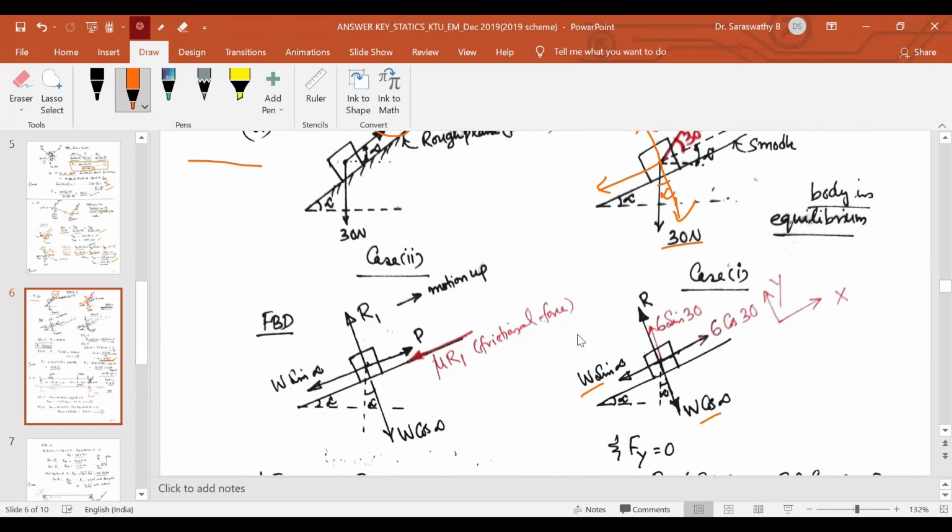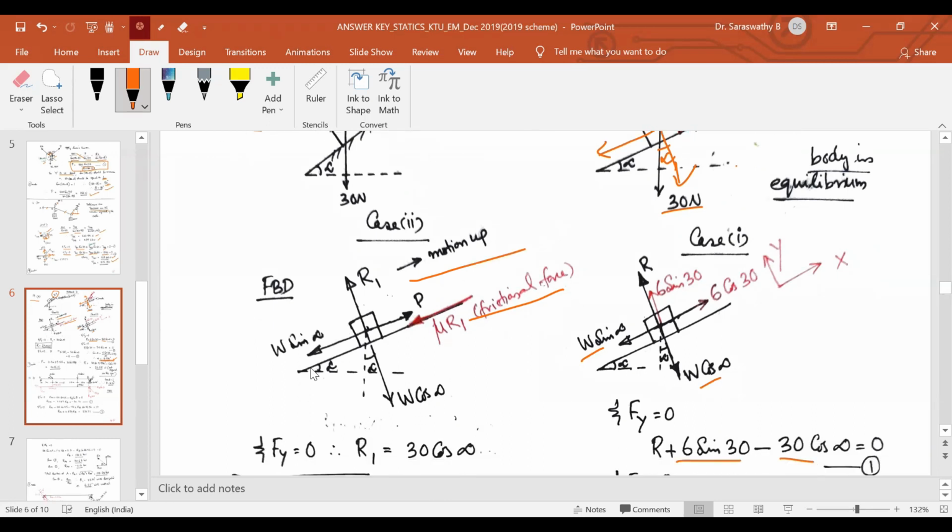Since this is a rough surface, in this question it is asked what force must be applied parallel to the plane to move the load up the plane. You have to make the load move up the plane. So motion is up, so the frictional force will be acting downwards. So these are the forces acting on this body.